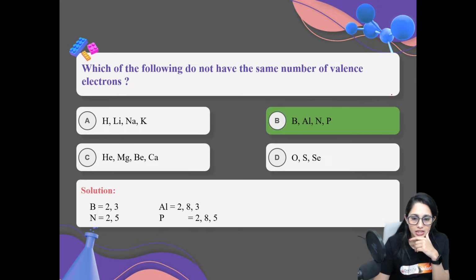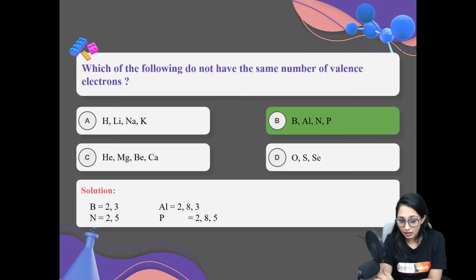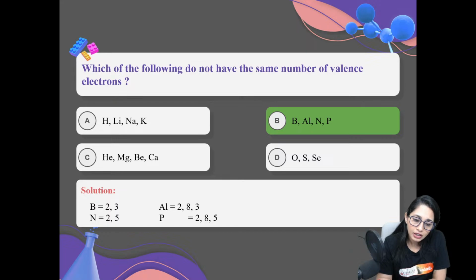Option B is the right answer. Boron 2, 3, so yes, 3 valence electrons. For aluminium also 3, but nitrogen has 5. Nitrogen is a non-metal. Phosphorus is 2, 8, 5. Phosphorus is also a non-metal. So valency is not going to be the same, or valence electrons.